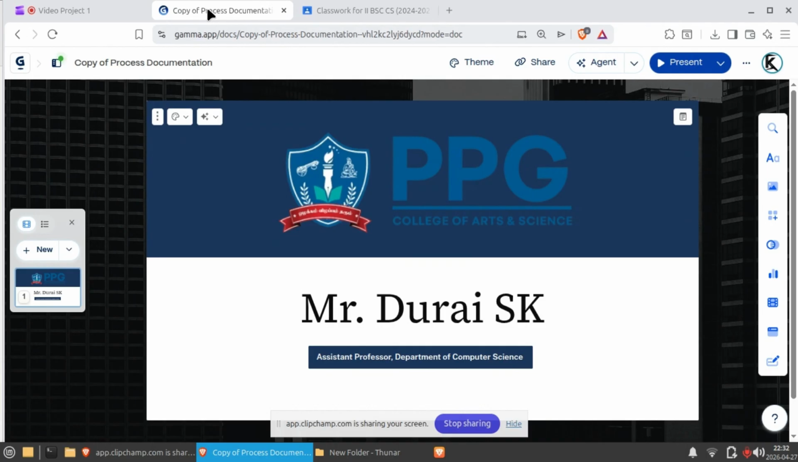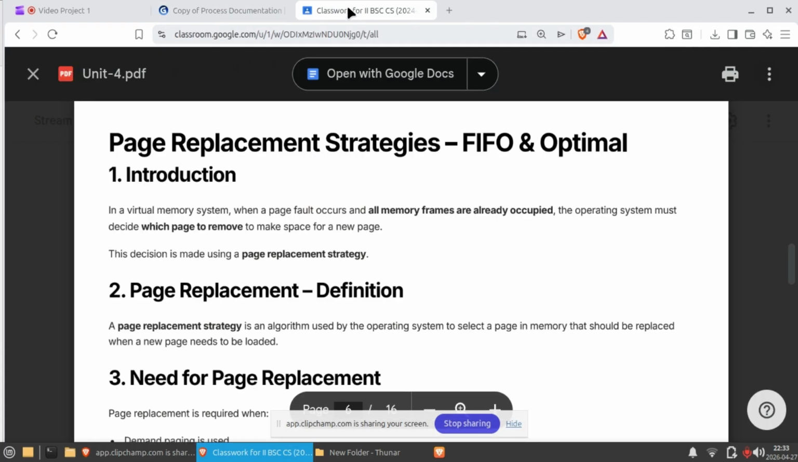Today, we are going to learn an important memory concept. It's page replacement. Let's begin step by step. Page replacement strategies: first we need to understand what memory management and page replacement are, and why we are going to page replacement strategies, FIFO and LRU.